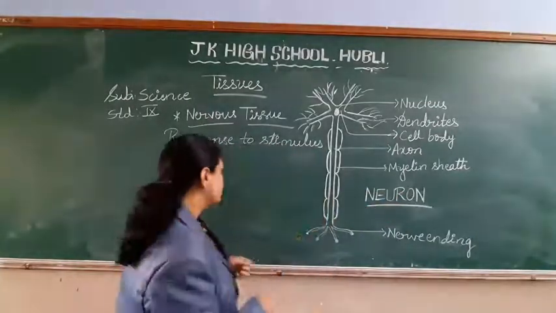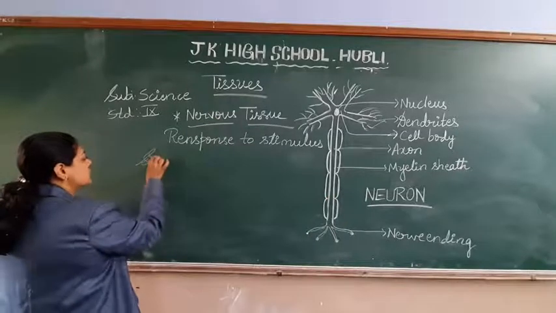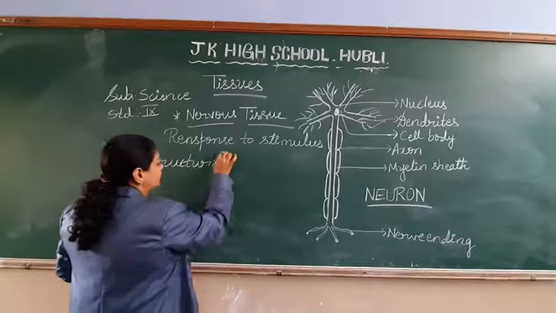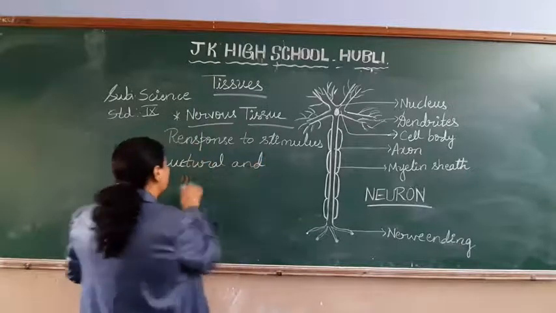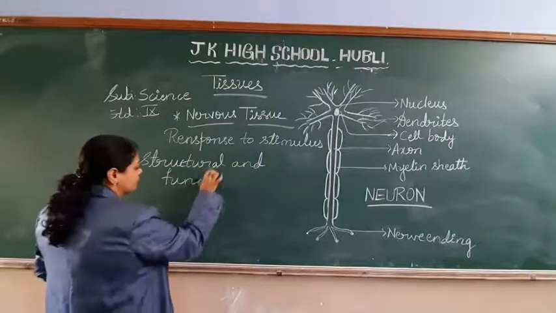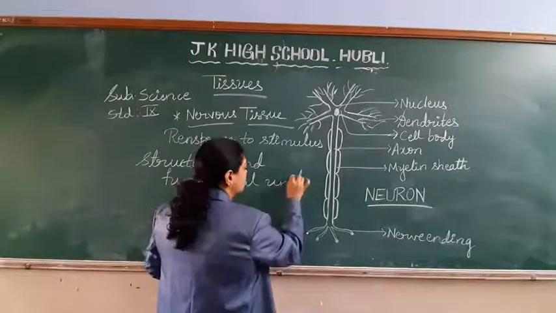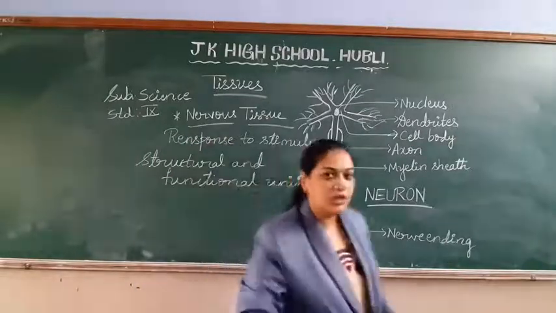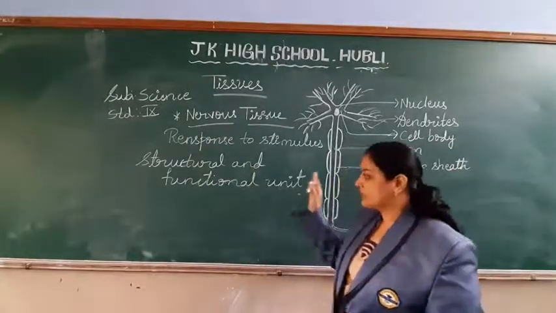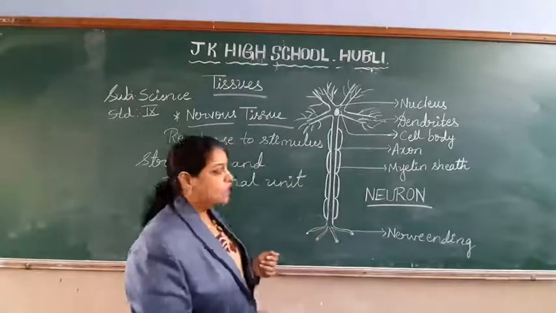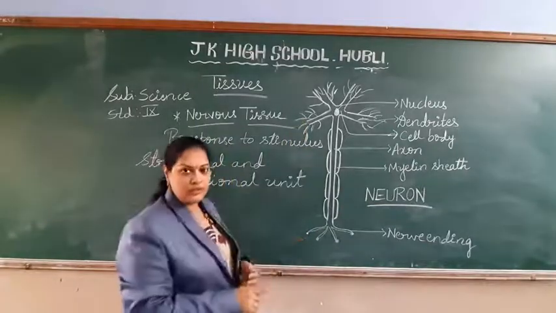So what is the neuron called? It is called the structural and functional unit of the nervous system. The structural and functional unit of our nervous system is the structure called neuron. So this is the structure of neuron, students.